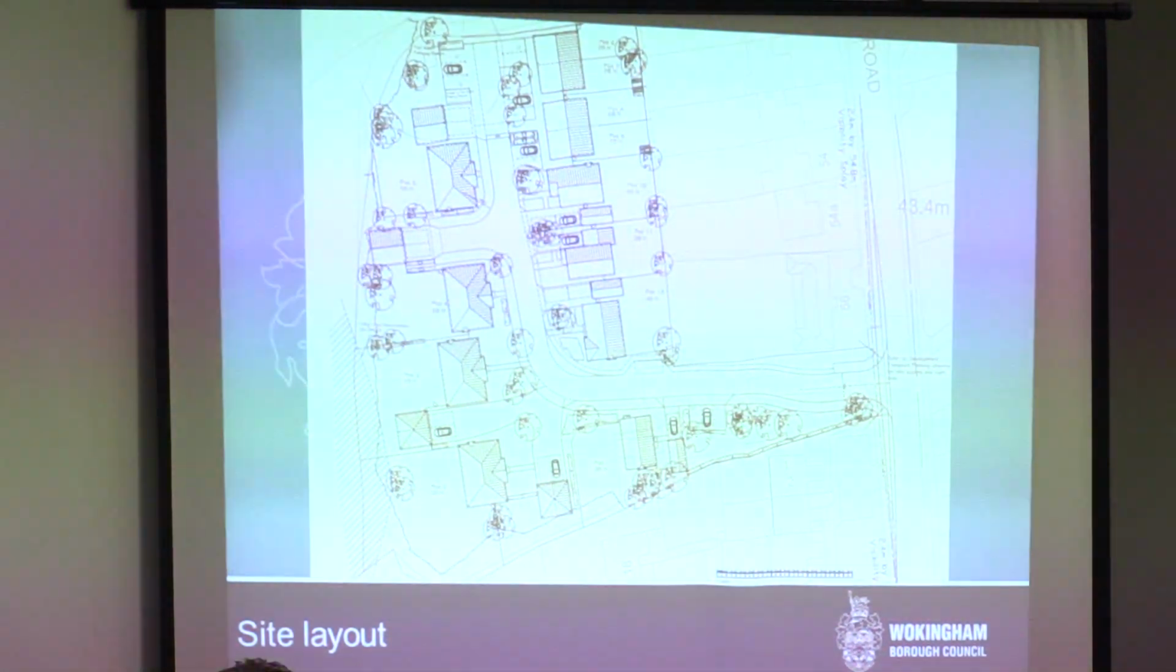The application did originally propose an area of public open space. We felt this was difficult to access and there was no natural surveillance of it from the surrounding properties. So we asked for this to be removed, and we feel that this layout now is much better and enables all of the dwellings to be accommodated on the site with appropriate landscaping, parking and amenity space.